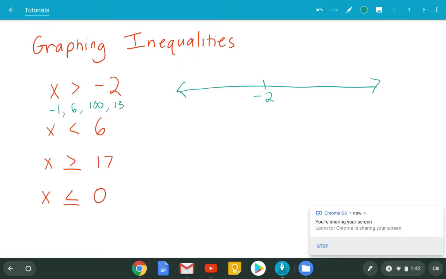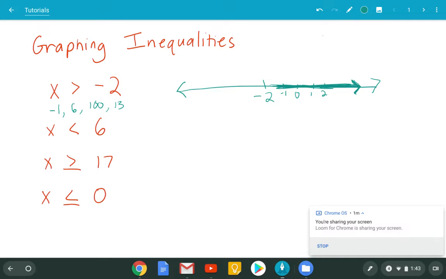So I want to shade in all of the numbers that are on that side of -2. So all of those numbers, let's see, if I had -1, it would be right here, 0, +1, +2, all of those numbers would be on this side of -2. So I know that my line is going to need to go this way to show all of those numbers. And then I also need to put a dot on the number -2.